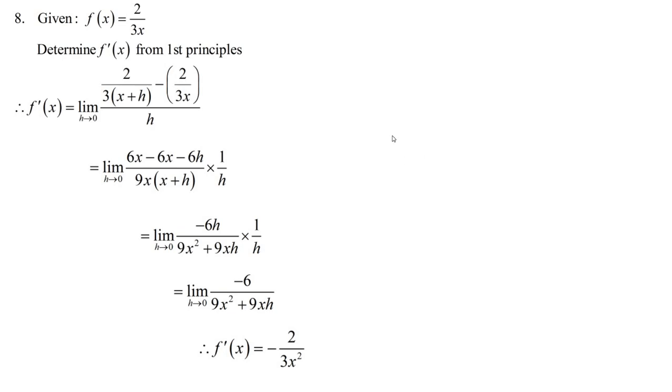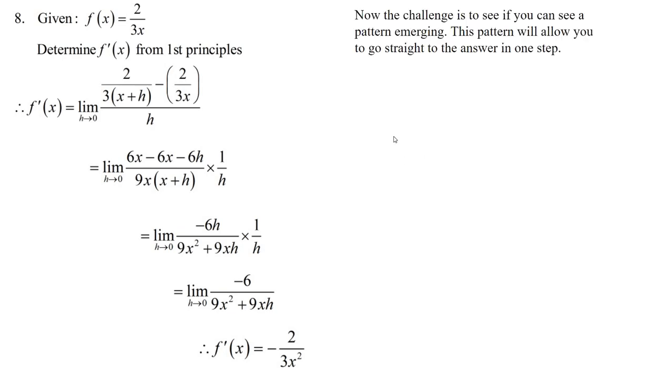Now, the last question Mr. Autry asks in his notes, he says the challenge is to see if you can see a pattern emerging. This pattern will allow you to do it in one step. Now, I'm not going to do it. I'm just going to sort of summarize a lot of the questions that we did. If we have 3x squared minus 5, the answer is 6x. Well, how could we get that? Well, that's interesting. There's a minus 5, but there's nothing there.